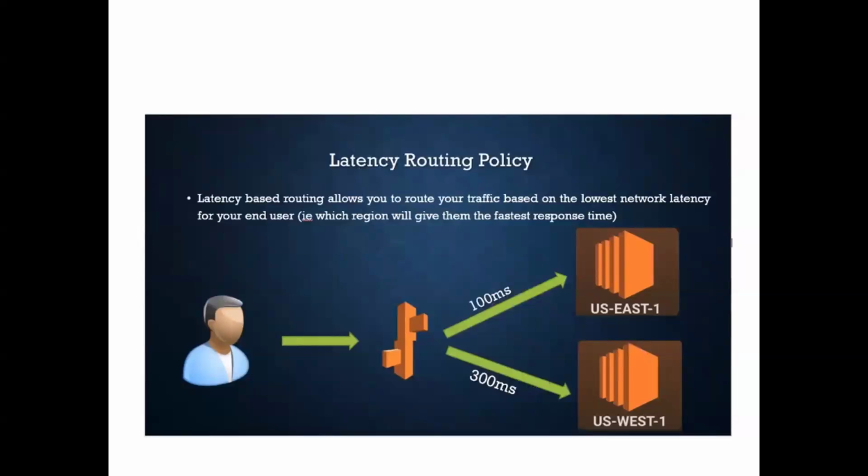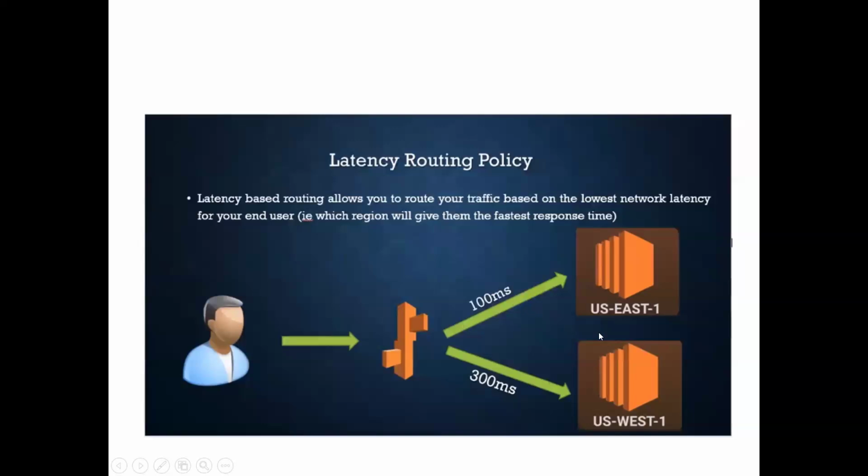Right, latency. Next one is latency routing policy. What is latency? To understand, here we have two regions, US East 1 and US West 1, and I'm trying to access an application. Assume that after sending the request to US East 1, I get the response within 100 milliseconds. At the same time, if I send a request to the US West 1 region, I'll get the response within 300 milliseconds. So which region is taking more time to process my request?